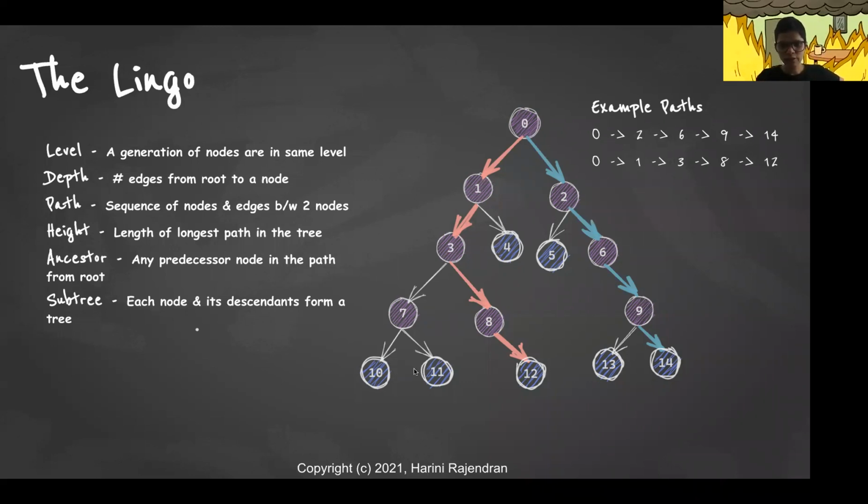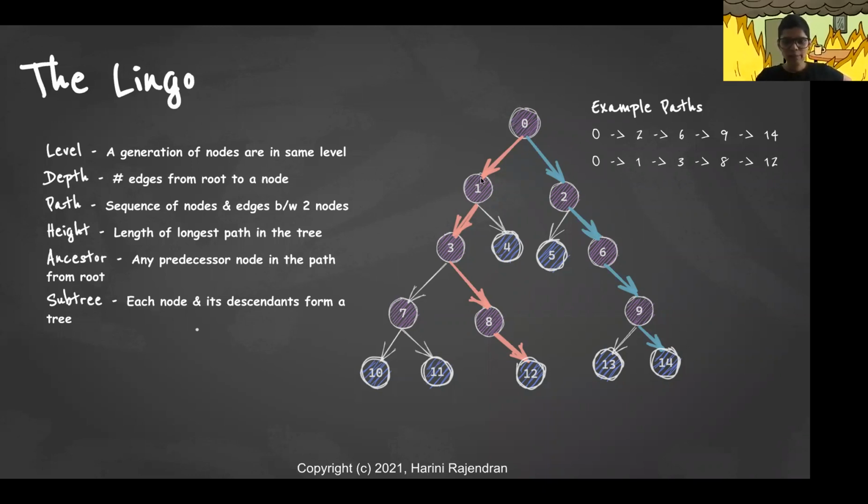There are various paths in a tree. If you take any particular node in a tree, there is only one path to it from the root. This is mainly because, as I mentioned earlier, there are no loops, there are no cycles, and there are no nodes with two parents. Because of all these constraints, every node in a tree has a unique path to it from the root. For example, if we take 11, 0, 1, 3, 7, 11 is the only path to reach 11 from the root. These are called paths.